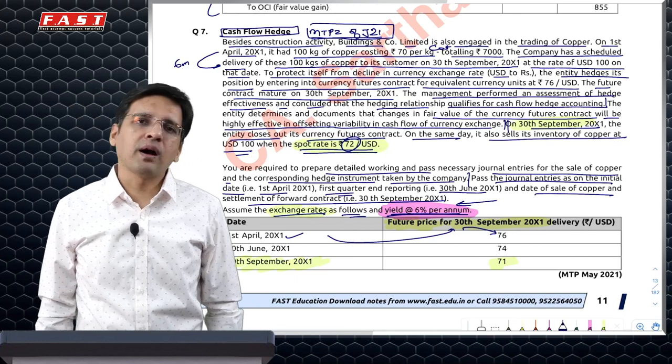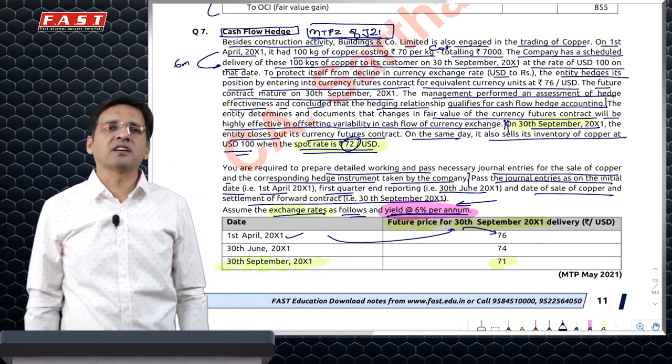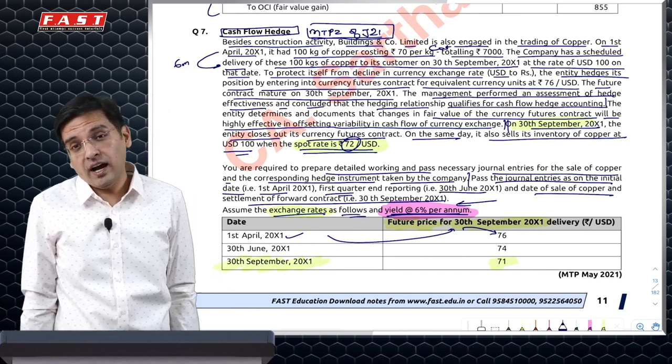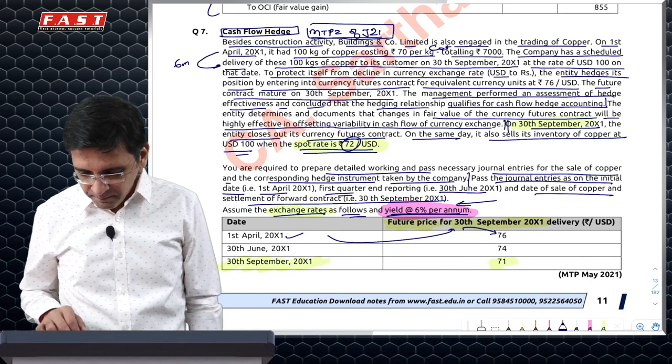Following the tradition of mugging up what the institute does, even if it does it incorrectly, because this is something which comes in the exam, the answer matches with their material. I hope so, but we'll put a note on it.